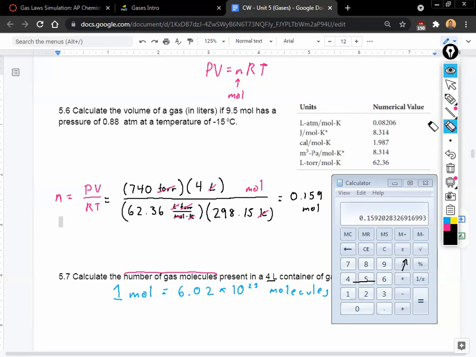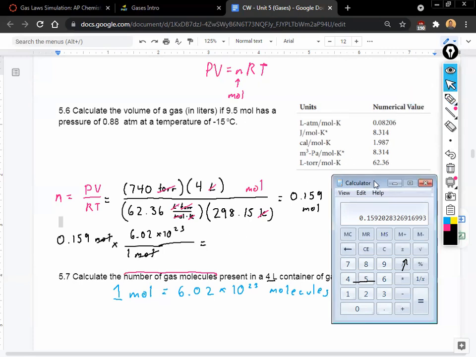Now we're not done yet, because we're not looking for moles, we're looking for molecules. From here, it's very simple. We use the 0.159 moles and do a simple conversion. We put 1 mole on the bottom and 6.02 times 10 to the 23rd on the top. The moles will cancel out, and then we can just solve from there.